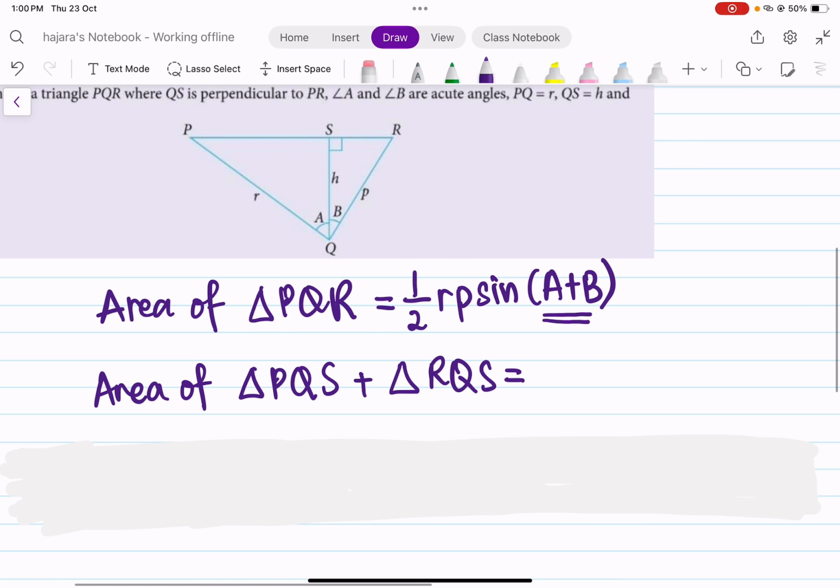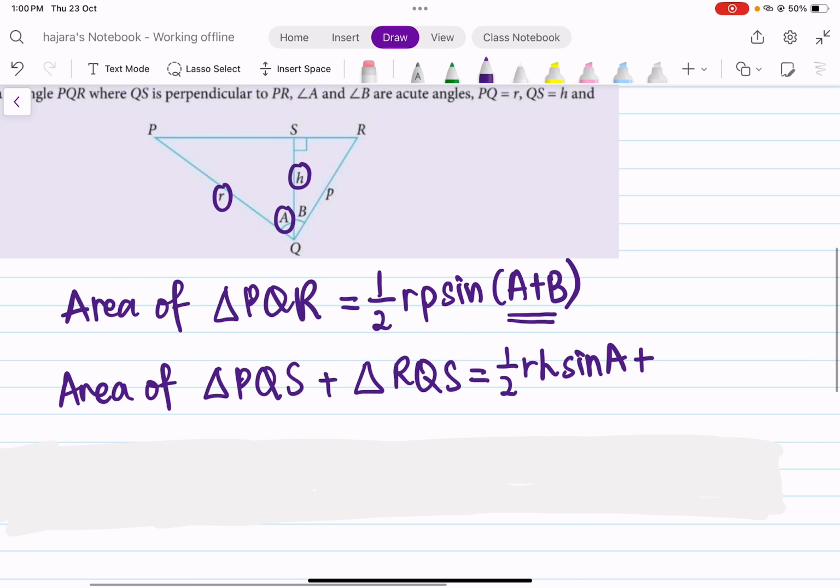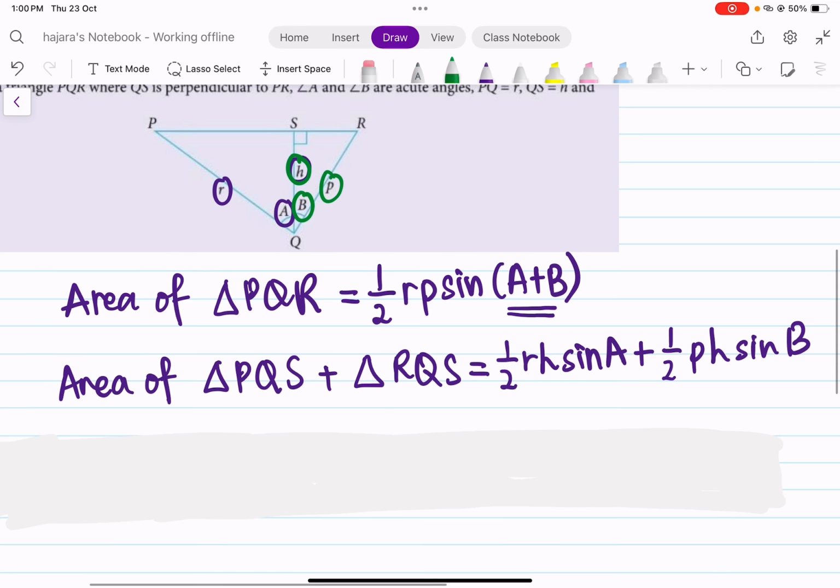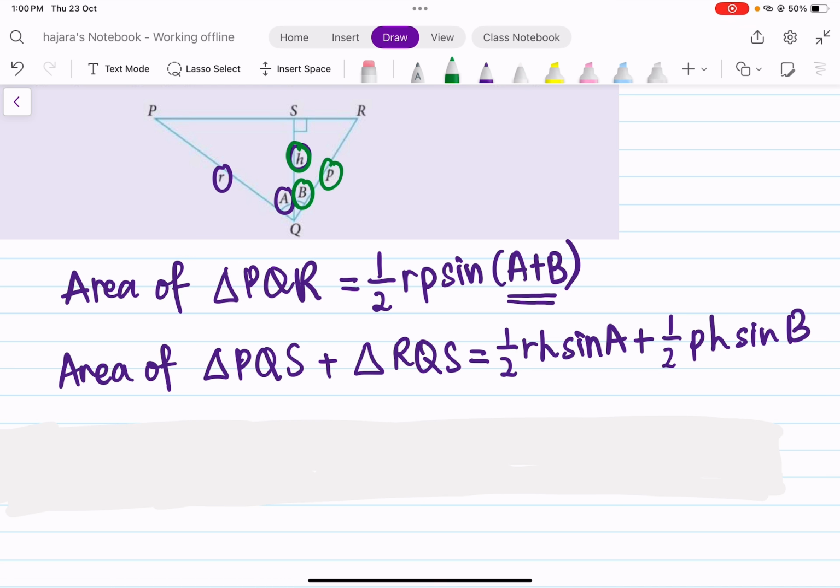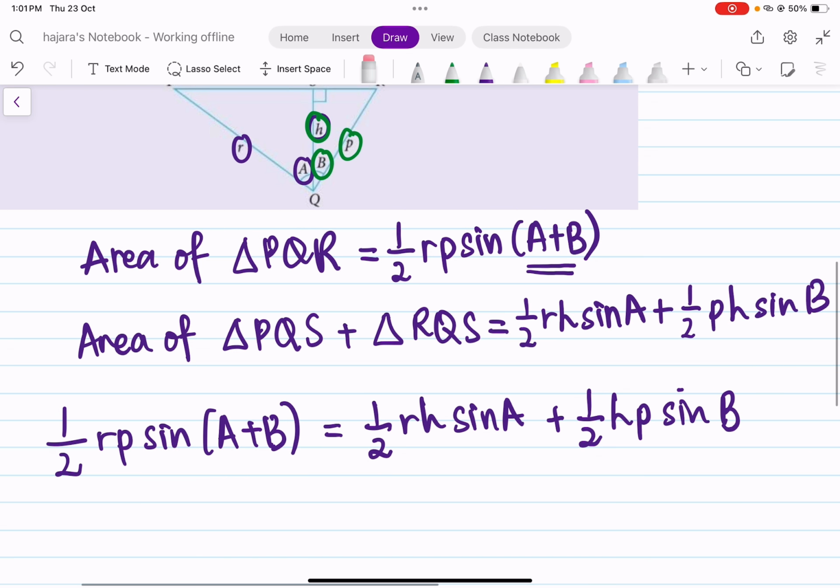Area of triangle PQS would be half R times H times sine A. Can you see I'm using these two sides and the included angle. Next, area of triangle RQS would be half times P times H times sine B. So I'm using these two sides and this angle. This is the area of the two triangles added separately. Of course, the area of the two triangles added separately should give us the same expression as the area of the triangle PQR. So let us equate these two expressions and see what that gives us.